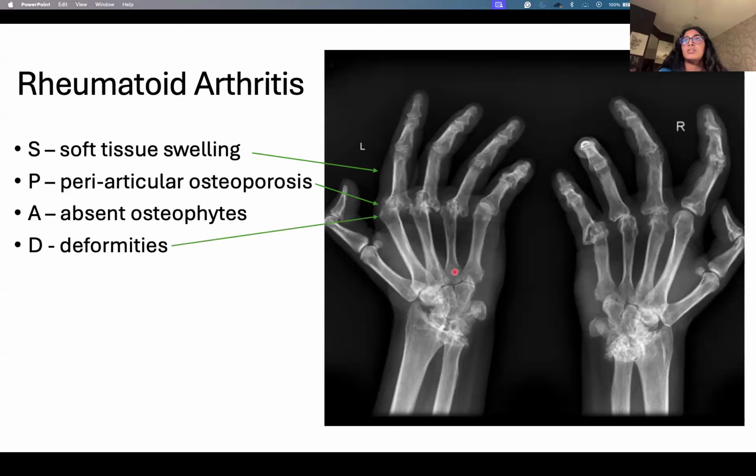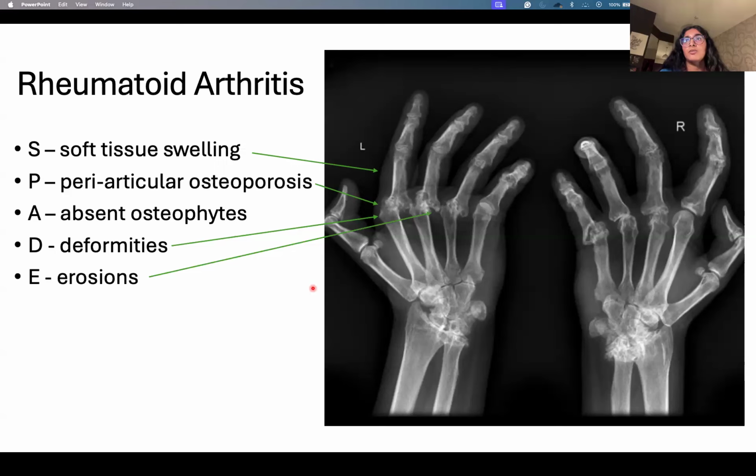Next thing is you get deformities. You can see that it's pretty bad. All of these, I might call them subluxed, yes. They're not exactly in their joint capsule. And again, that's a testament to how much damage is being done and how quickly as well.